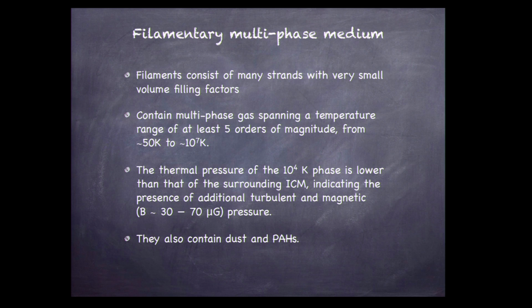So what is their structure, and what did we learn about them? The filaments actually consist of many strands with very small volume filling factors. As I showed you, they contain multi-phase gas spanning a temperature range of at least 5 orders of magnitude, from down to 50 Kelvin to 10 to the 7 Kelvin. What we actually found in M87, and we see indications of the same in all the other galaxies, is that the thermal pressure of this 10 to the 4 Kelvin gas phase is lower than that of the surrounding ICM, which indicates the presence of additional turbulent and magnetic pressure support.